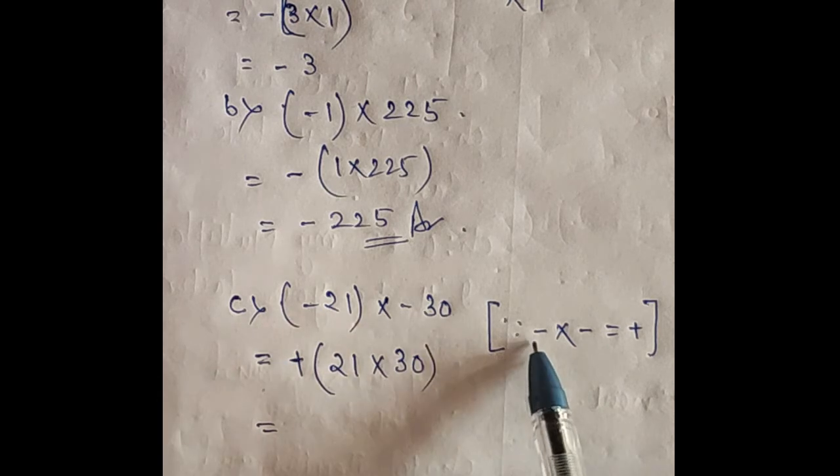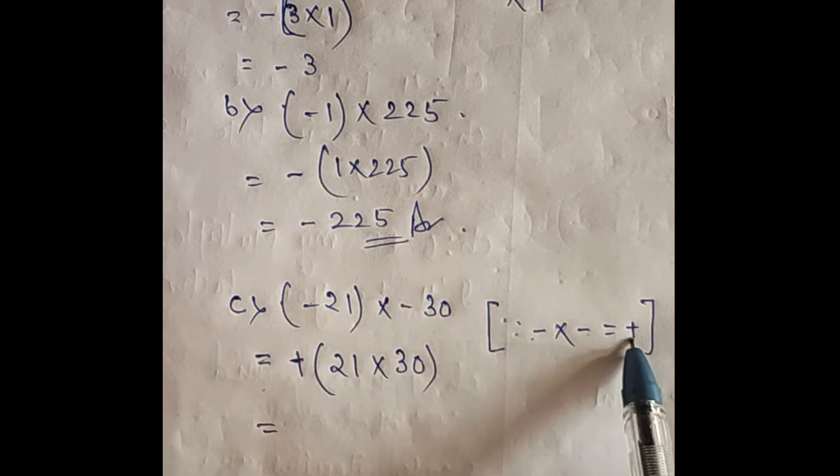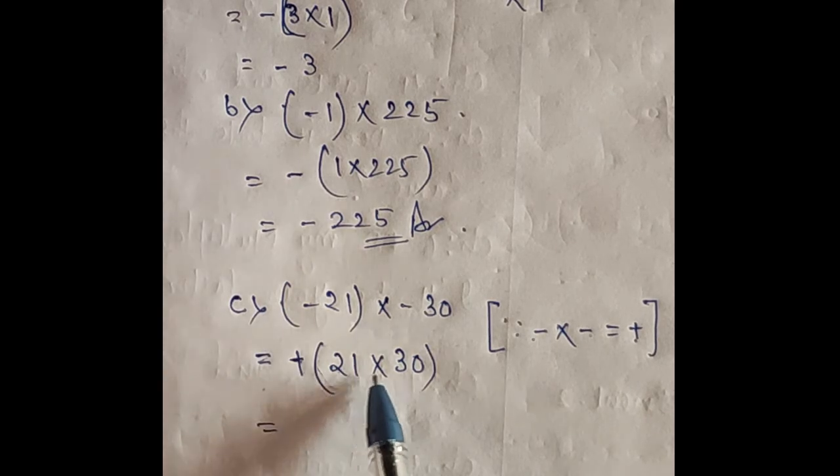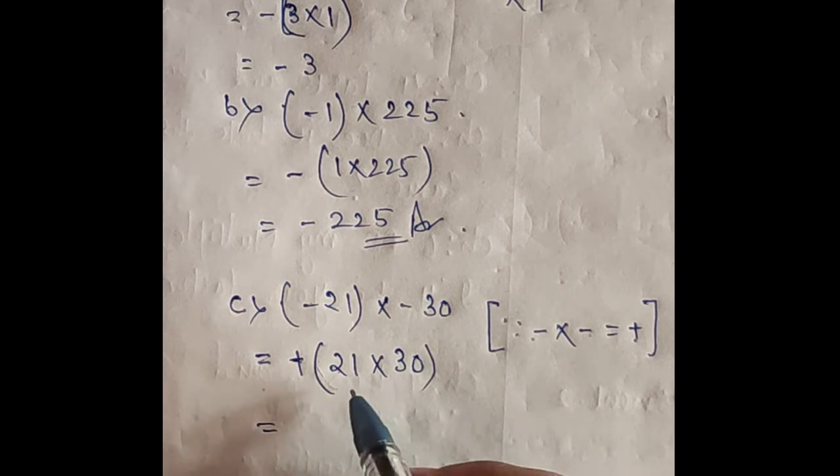Here we will use the rule minus into minus is plus, so plus will be there, right? So inside the bracket, 21 into 30. Now let us solve using the distributive property. Here we can directly multiply also, but let us use the distributive property for understanding.